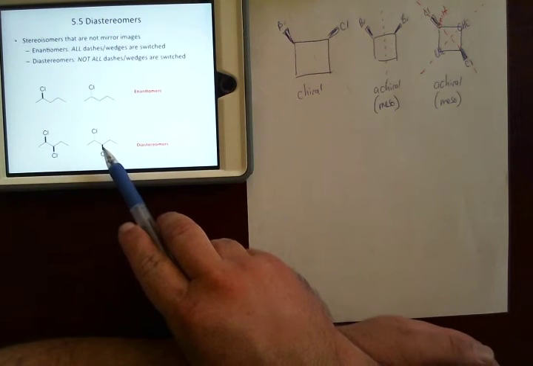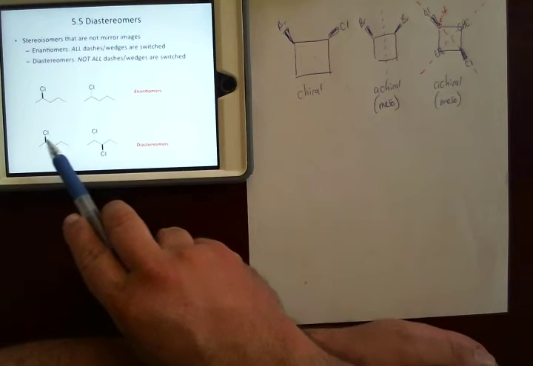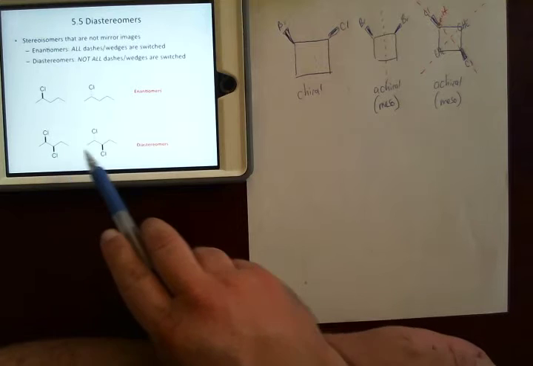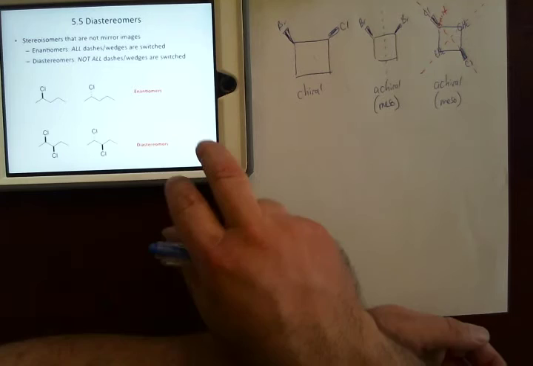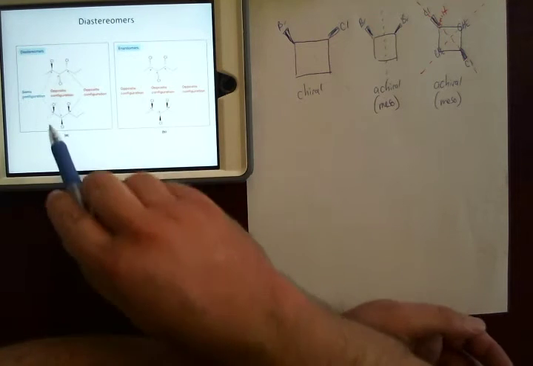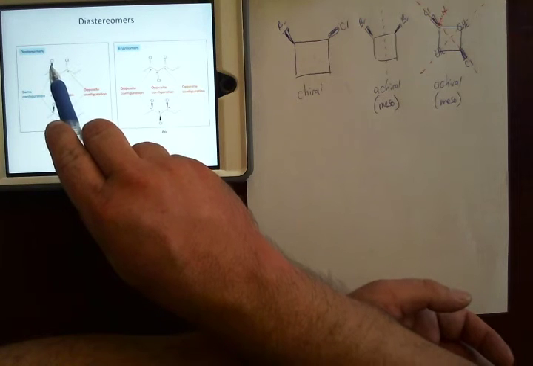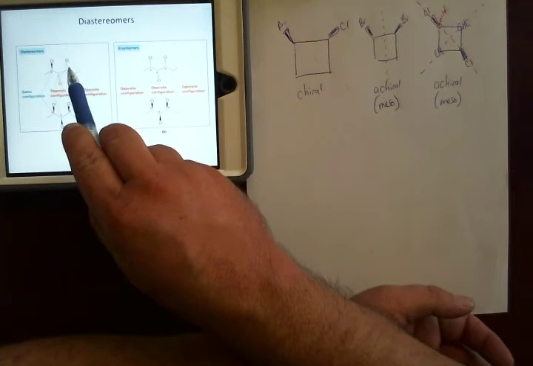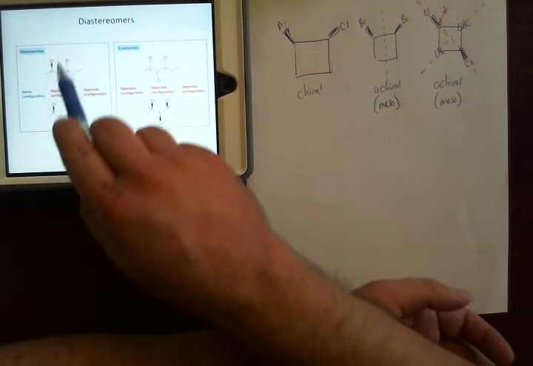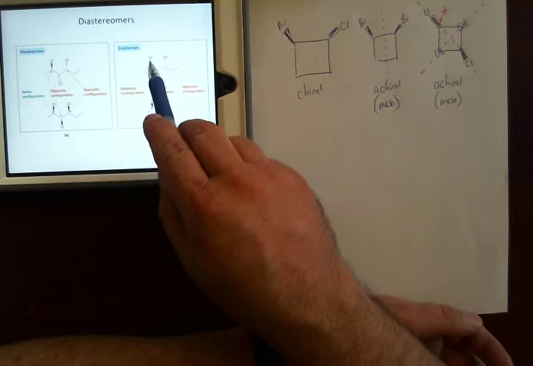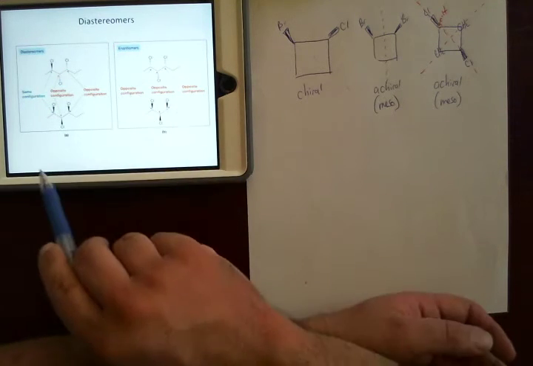And here, you've switched this one from a wedge to a dash, but we've kept this one as a dash. So we've not switched them all. So this is a diastereomer. And so you can sort of see, if you have three of them here, you go wedge, dash, dash, right? So we've kept this one the same, but we've switched these two. So these are diastereomers. Here we've switched three dashes into three wedges, so these are enantiomers. We've switched them all. Here we've only switched two.